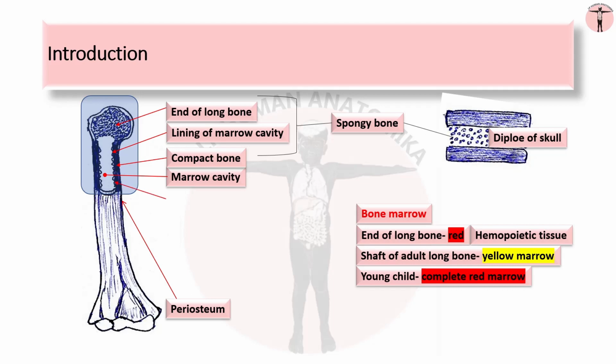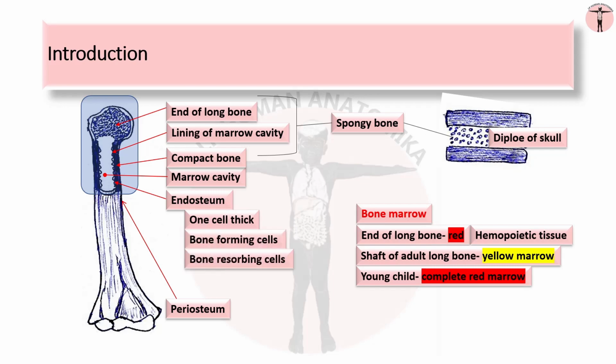The wall of the marrow cavity is lined by a vascular membrane called endosteum. Endosteum is one cell thick, containing bone-forming cells, osteoblasts, bone-resorbing cells, osteoclasts, and resting cells, osteoprogenitor cells, capable of becoming active in response to appropriate stimuli. The resting form of osteoblast is flat and has a squamous shape and is called bone lining cells.